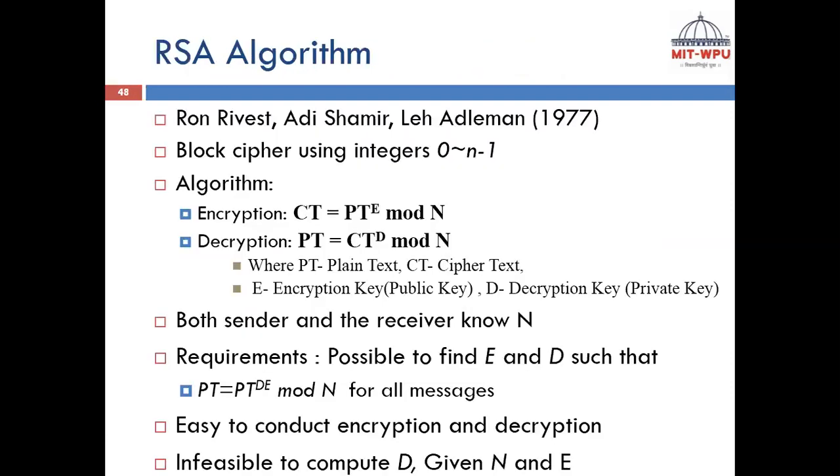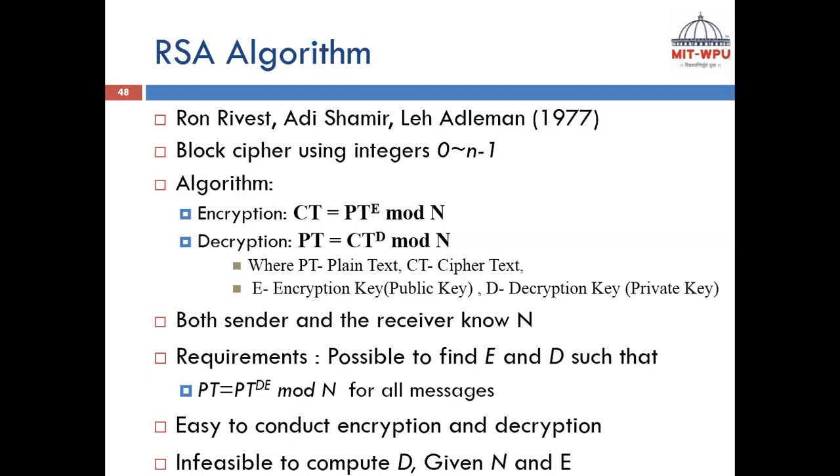So here is the algorithm called RSA. The RSA name came from the three contributors who developed this algorithm: Ron Rivest, Adi Shamir and Leonard Adleman, at MIT University. Now, this is a block cipher using integers between 0 and n minus 1. As I said, we encode the letters with integers, like A is coded with 1, B is coded with 2, similarly, etc.